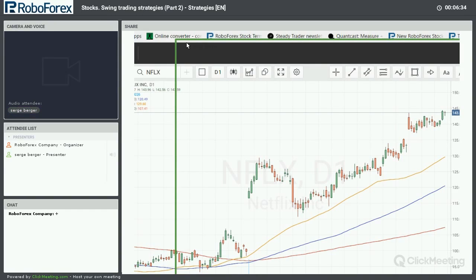So, having said that, let's just quickly recap why we want to consider swing trading as opposed to, say, day trading or long-term investing. Well, there are various reasons one would want to consider swing trading, and maybe let's first define what swing trading is.